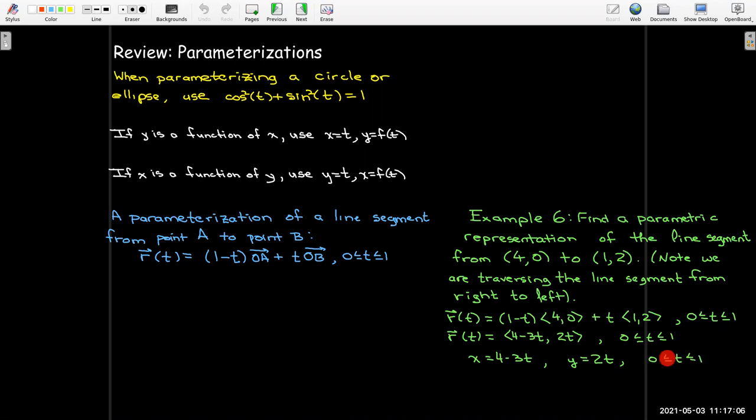So in this formulation, I'm not looking at the coordinates to determine the values of t because I'm not using t as one of the coordinate variables. I am using this particular formulation, and in that case, t always goes from 0 to 1.